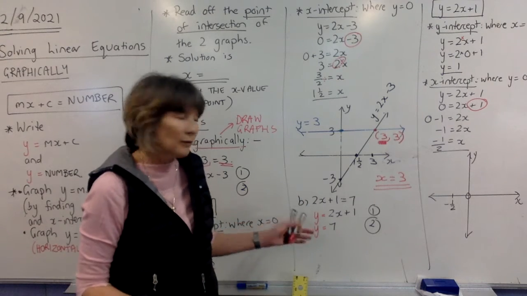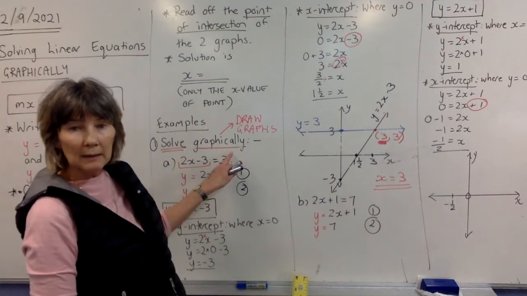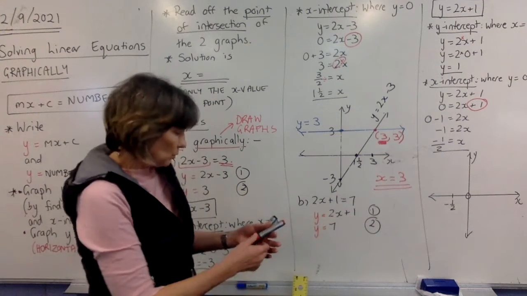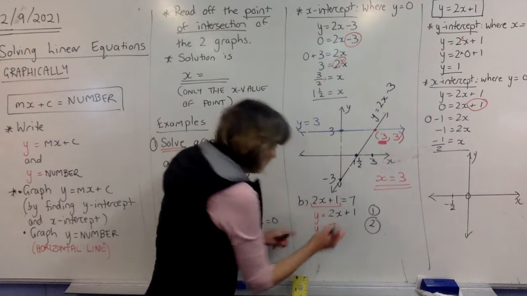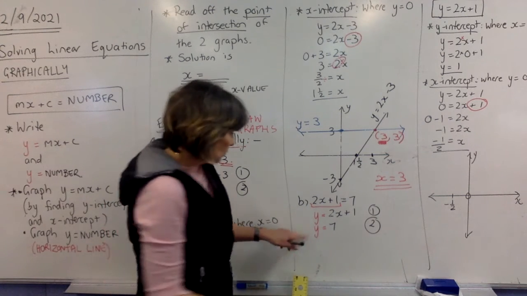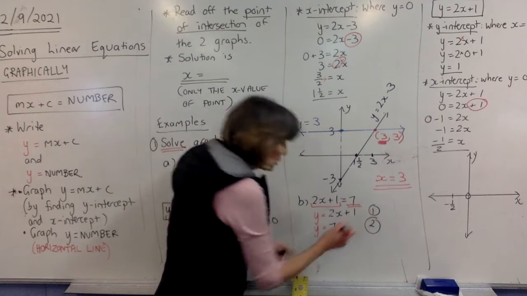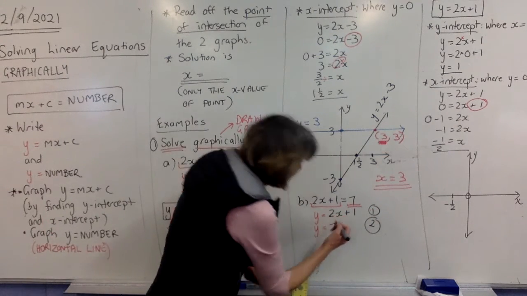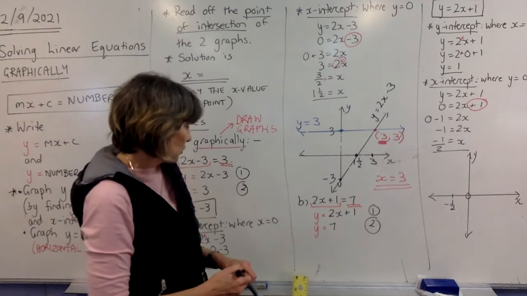We're solving graphically. That's what it said back here. 2x plus 1 equals 7. So I'm going to put y equals in front of this to create y equals 2x plus 1. Then I'm going to write y equals in front of this to create y equals 7. So I have two equations now, and I'm going to be doing two graphs for those two things.